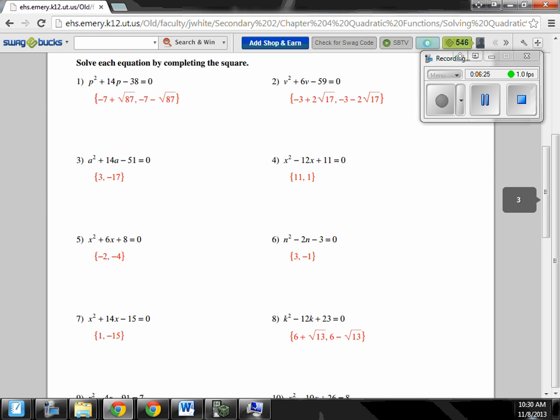Well, this is 7 plus or minus root 87. So they just wrote them out, and we're lazy. We just write them together. So either way, it doesn't matter. Okay, good luck.